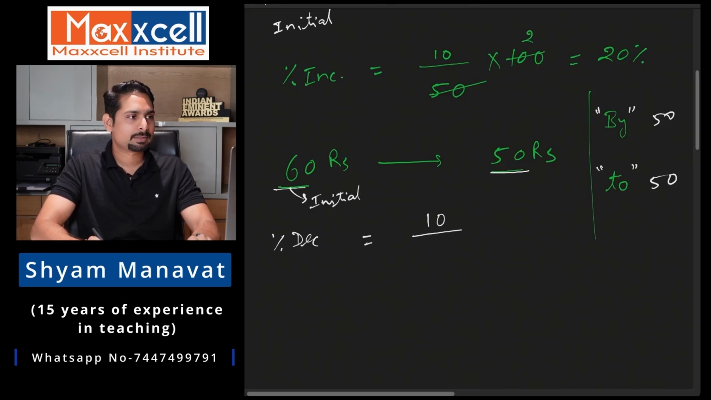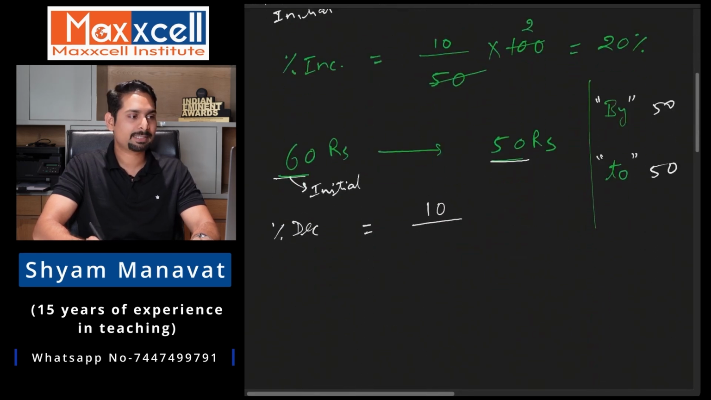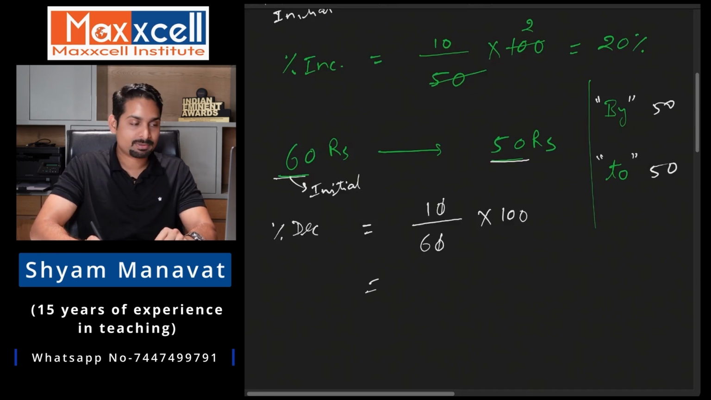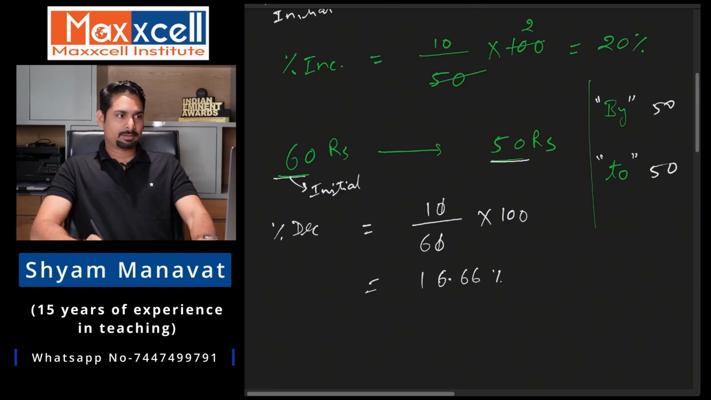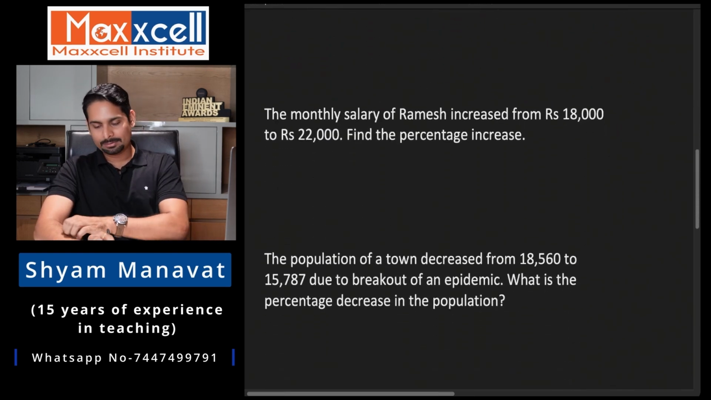So difference, 10, divided by initial value, which is 60. Convert into percentage, multiply by 100. 0, 0 cancel, 1 by 6 into 100. If you simplify this, you will get 16.66%. Alright, I hope this part is clear to you. Now let's look at the next question.